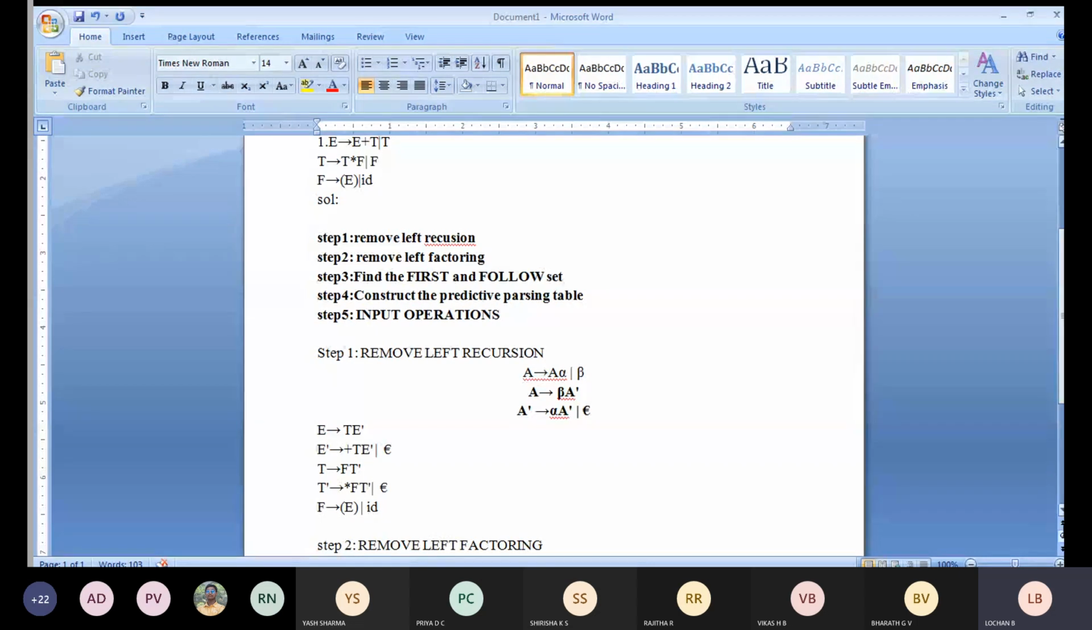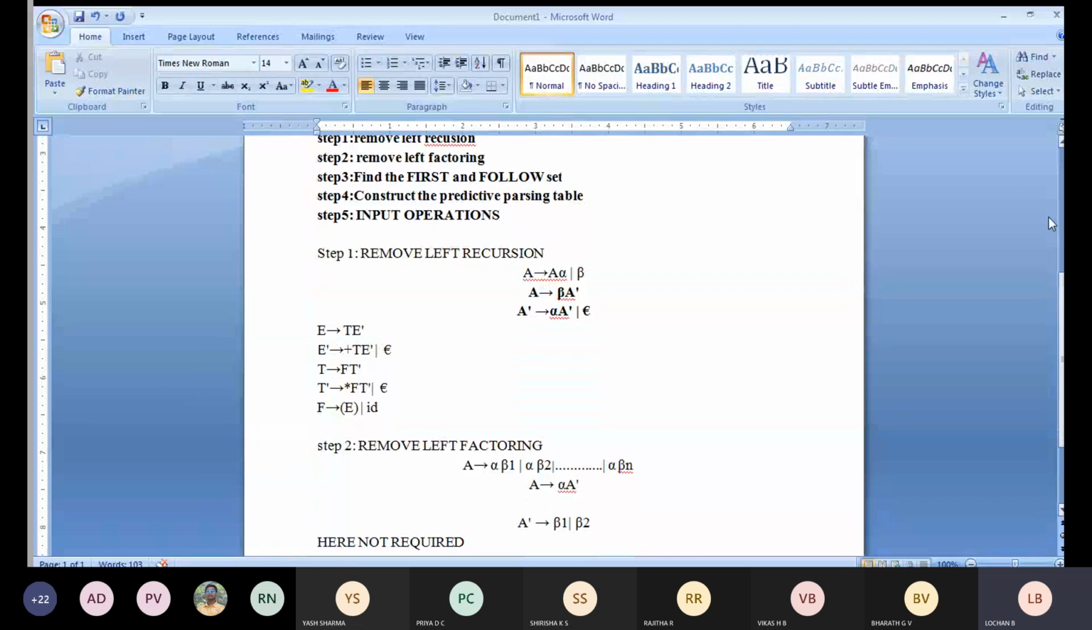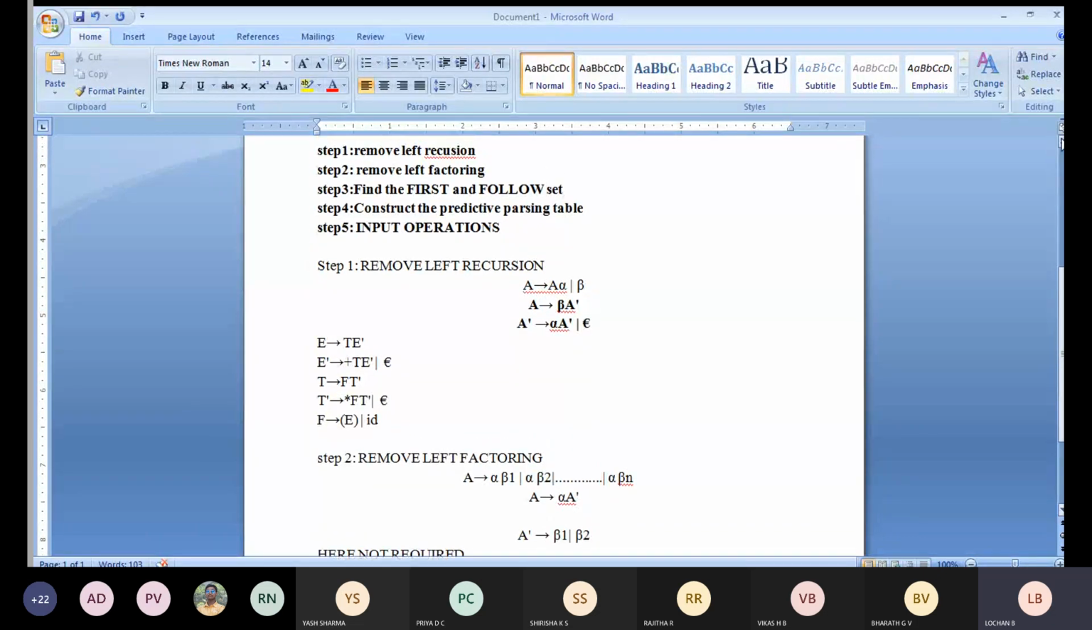Left recursion. Once you completed step 2, just inform me. We will move to the step 3.